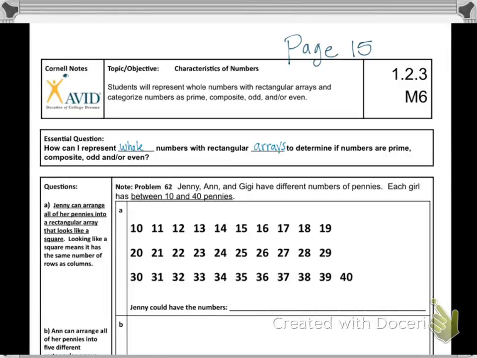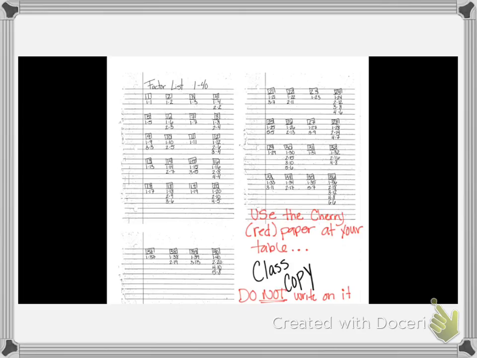Before we get started for the lesson today, you're going to need your white note packet open to page 15, which is where we are going to start. You will also need this class copy of the factors list. It is on your tables and it is cherry or red. Please have this in front of you for the lesson. Take one now and put it by you so you have it for the lesson.